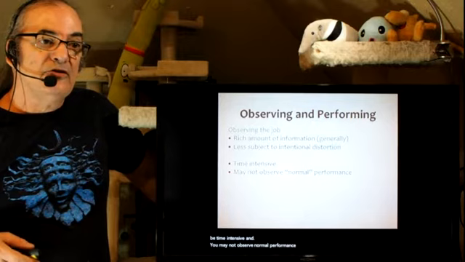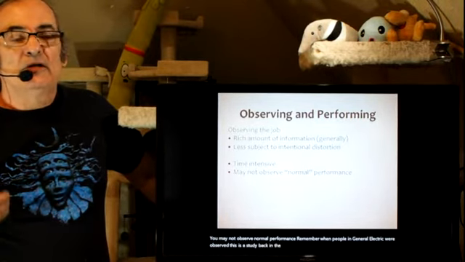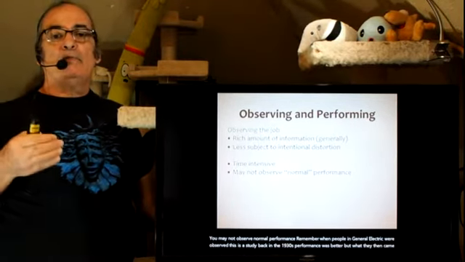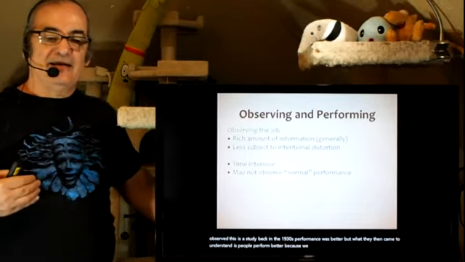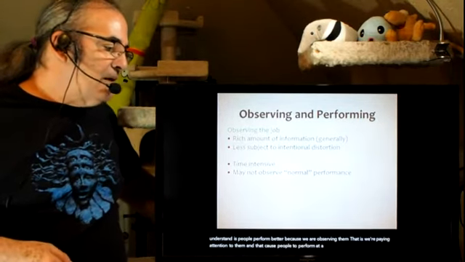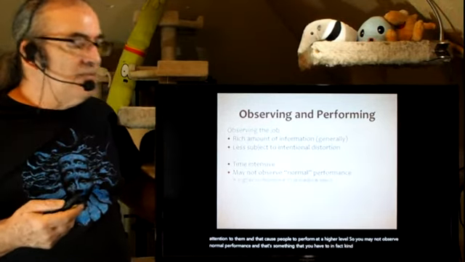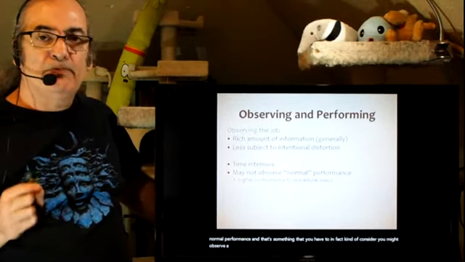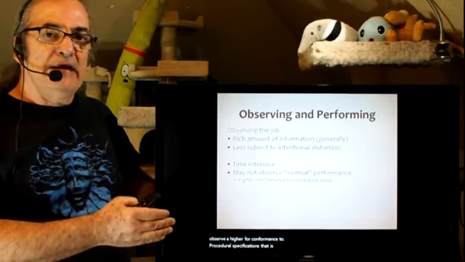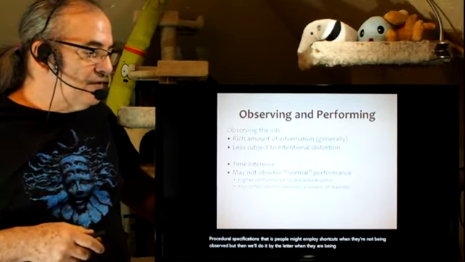Remember when people in General Electric were observed, this is a study back in the 1930s, performance was better, but what they then came to understand is people perform better because we were observing them. That is, we were paying attention to them, and that caused people to perform at a higher level. So you may not observe normal performance, and that's something that you have to, in fact, kind of consider. You might observe a higher conformance to procedural specifications. That is, people might employ shortcuts when they're not being observed, but then will do it by the letter when they are being observed.